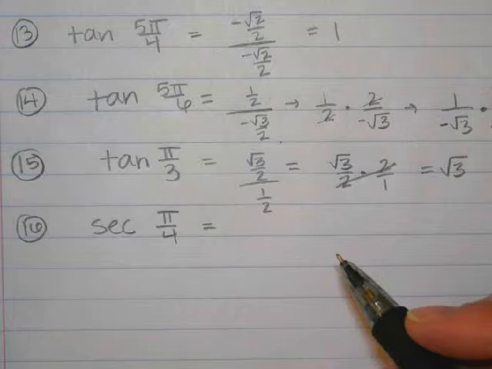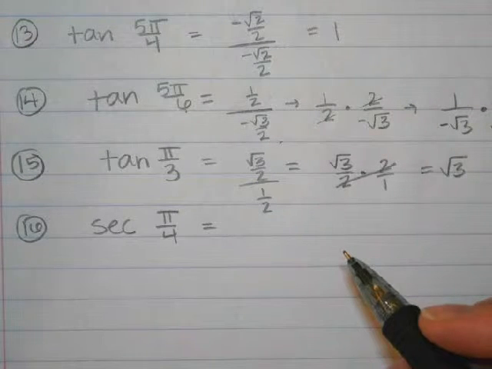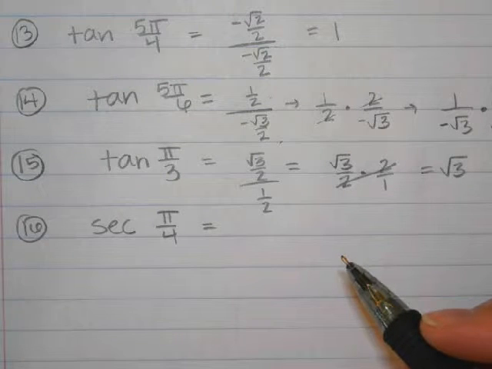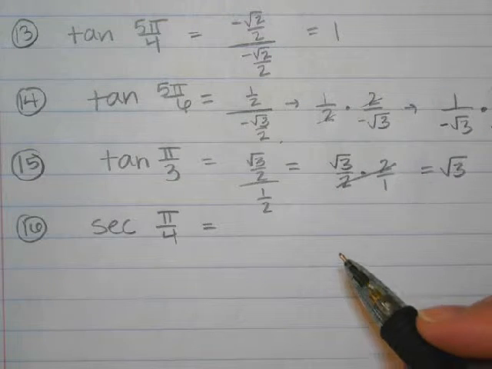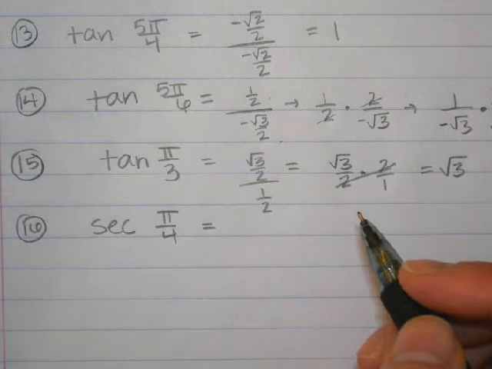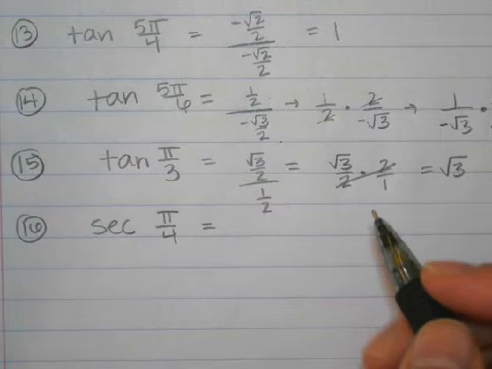So, secant of pi over 4. Secant is the flipped version of cos, right? You're close. So, Laura, you shouldn't be canceling anything yet. You should just be multiplying. Yeah, and then your 2's cancel. There you go.